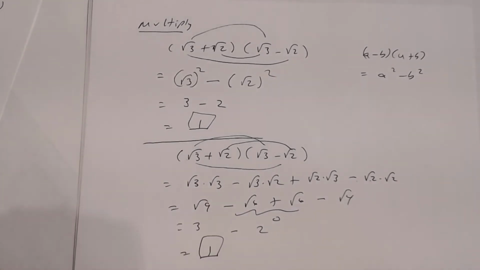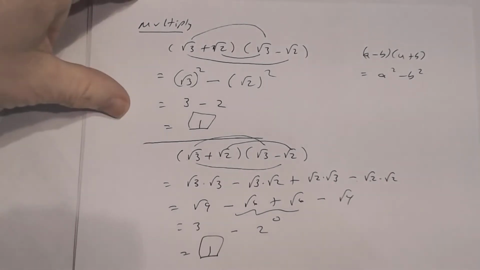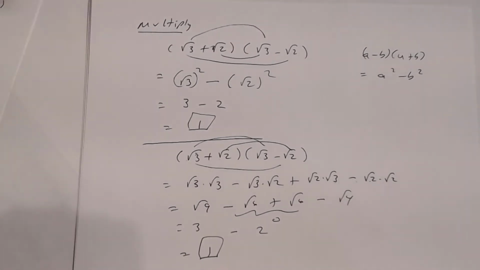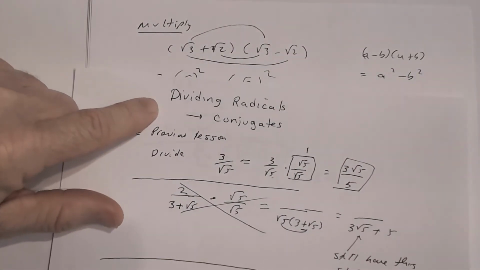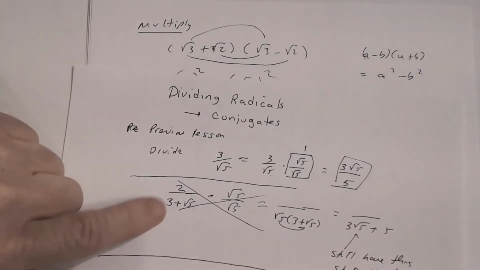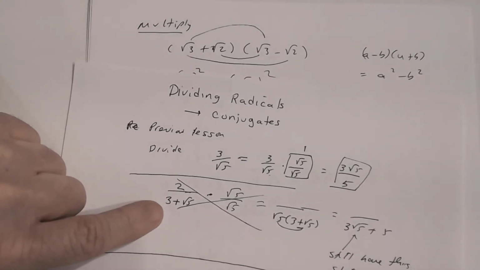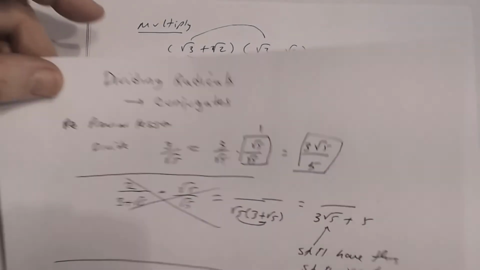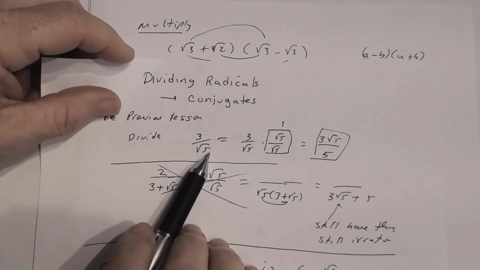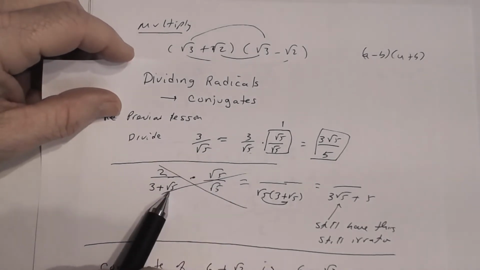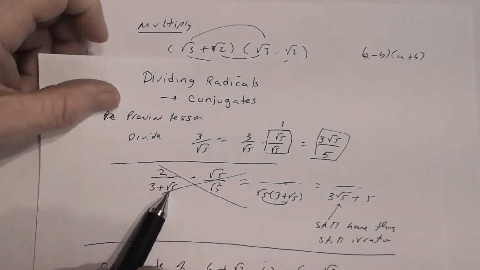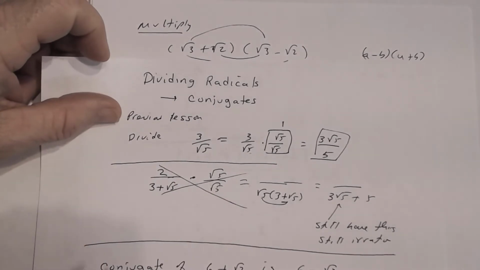All right, so that's what we get when we multiply conjugates, and that is what we're going to use for these problems when we divide radicals in which the denominator has 2 terms. If the denominator has 1 term, it's easy. If the denominator has 2 terms, what are you going to use? You're going to use conjugates. So let's see how it plays out.